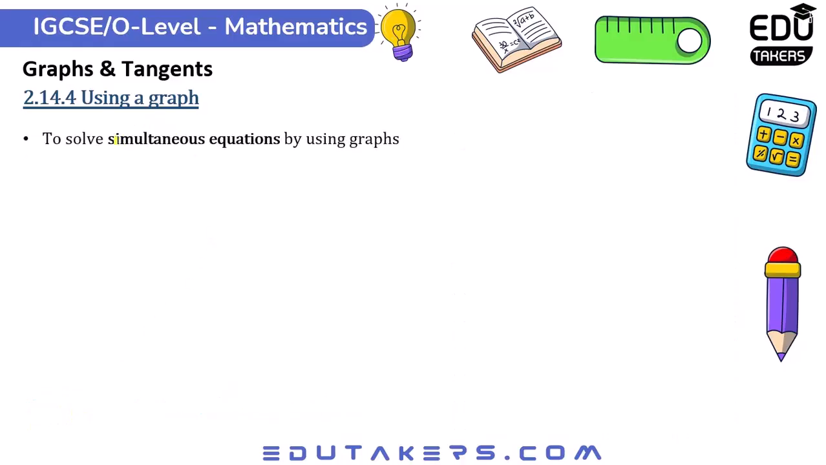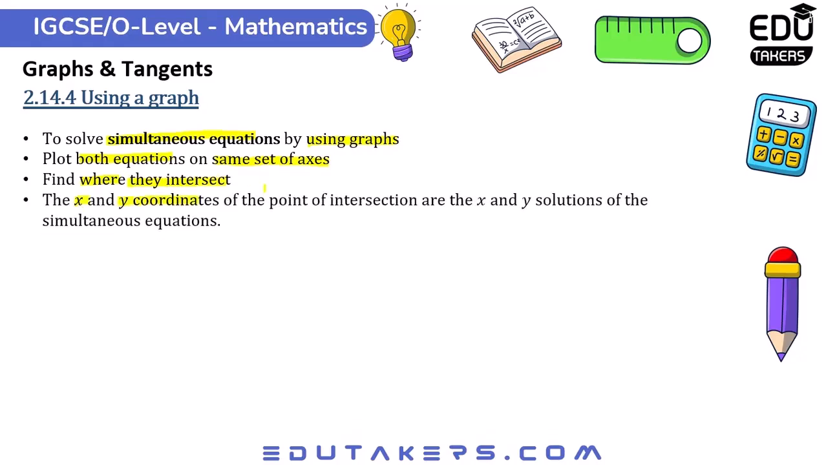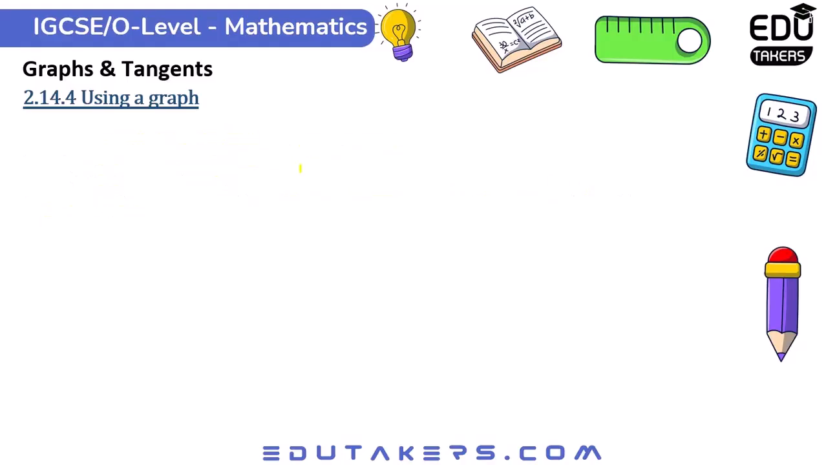To solve simultaneous equations by using graphs, plot both equations on the same set of axes. Find where they intersect. The x and y coordinates of the point of intersection are the x and y solutions to the simultaneous equations. Worked example.